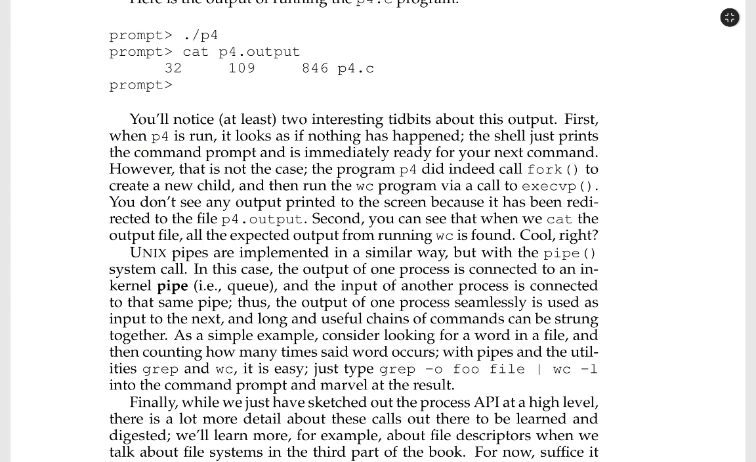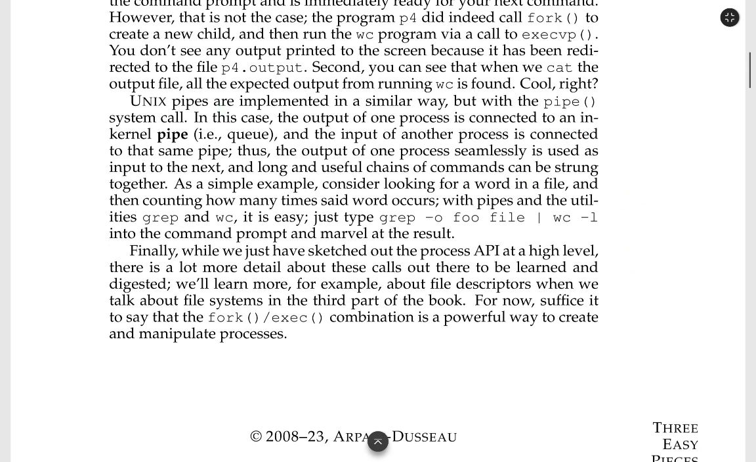Program p4 did indeed call fork to create a new child and run the wc program via the call to execvp. You don't see any output printed to the screen because it has been redirected to the file p4.output. Second, when you cat the output file, all the expected output from running wc is there. Cool, right?